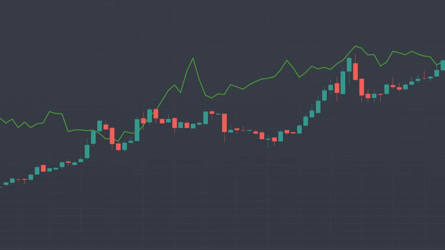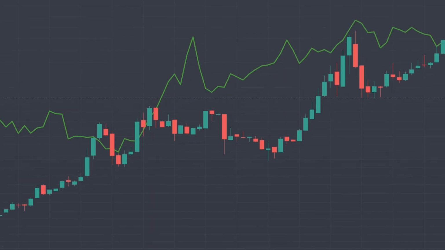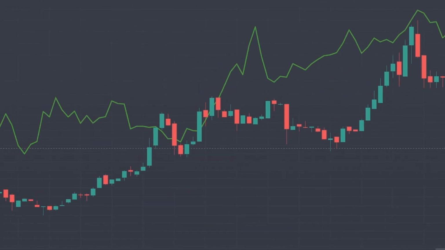The next line is known as the lagging span. This is used very differently than the baseline or the conversion line. The way the lagging span is used is by identifying if the candles are either below or above the lagging span. If the candles are below the lagging span, that is a good indication of a move upwards. If the candles are above the lagging span, that is a good indication of a move downwards.